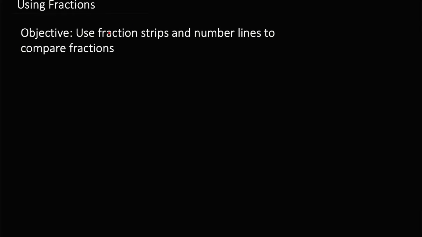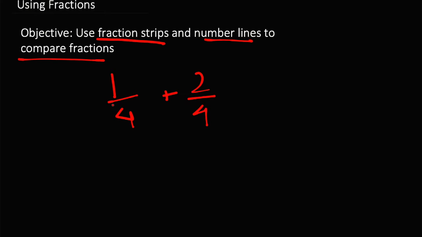Our objective is to use fraction strips and number lines to compare fractions. So what does this mean? Fraction strips and number lines, we're going to be using them to compare certain fractions. Well, you're probably thinking, oh, I know there's like 1/4 and then there's also like 2/4. Well, I clearly know that 2/4 is bigger because 2 is greater than 1.